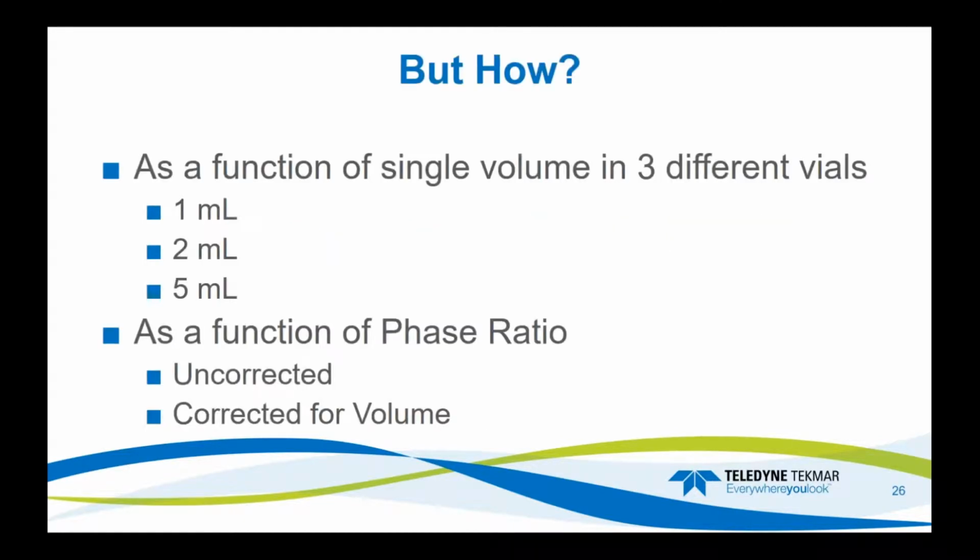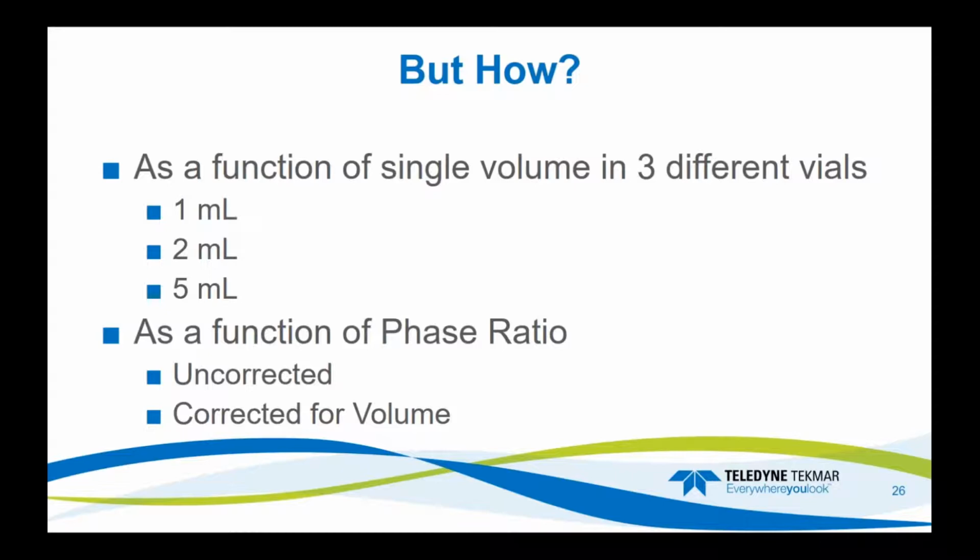What we chose to do was take a look at the function of a single volume in 3 different vials. So we compared that for the 1, 2, and 5 mils. Again, we couldn't do the 10 and 15 in the smaller vials, so we're just looking right now at those 3. Then we'll take a look at the function as a phase ratio.